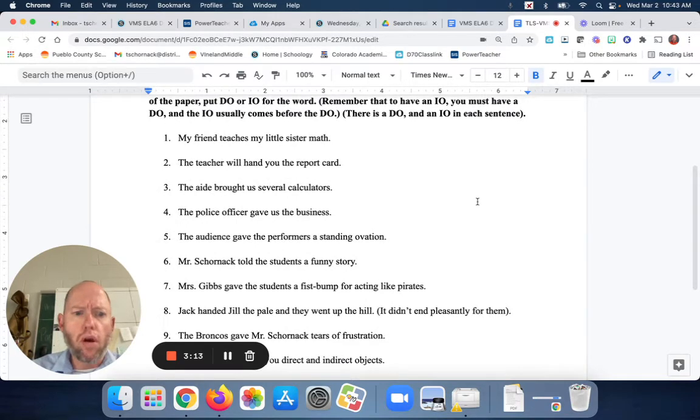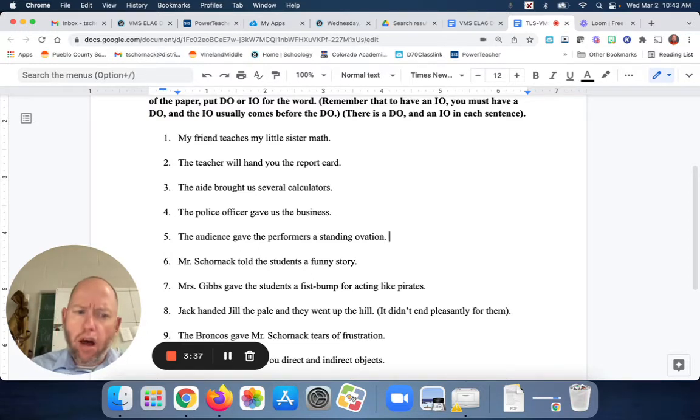Let's do number 5 together. So this will look a little weird because I'm not going to fold a piece of paper. But first thing you want to do is ask yourself, who or what is the subject of the sentence? Who is receiving the main action? Well, the audience gave the performers a standing ovation. The subject who we're talking about is the audience.